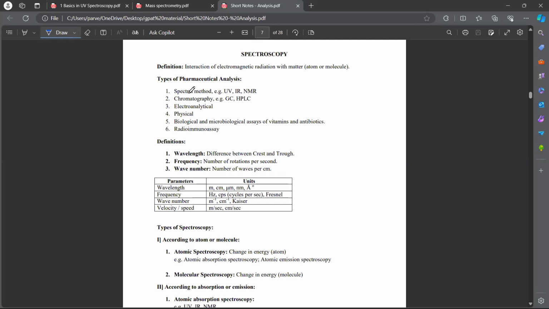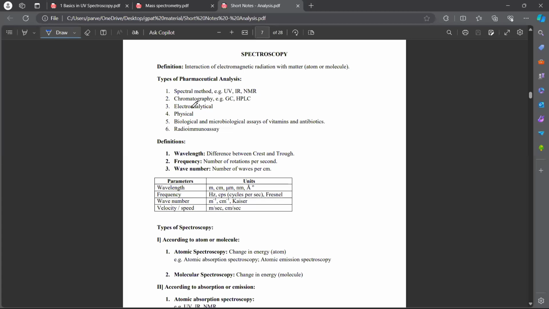First, the spectroscopical method. In spectroscopical methods, we generally use electromagnetic radiation. Electromagnetic waves, what are waves? Everything we are going to discuss. The first one is the spectral method, where we use electromagnetic waves. The second method is the chromatographic method, which can be based upon many principles including adsorption, partition, ion exchange, and size exclusion, etc.